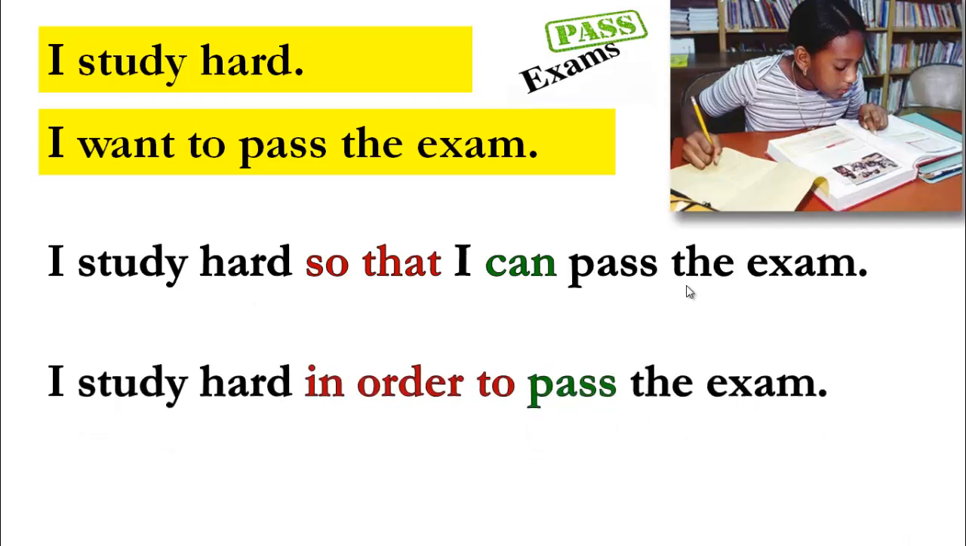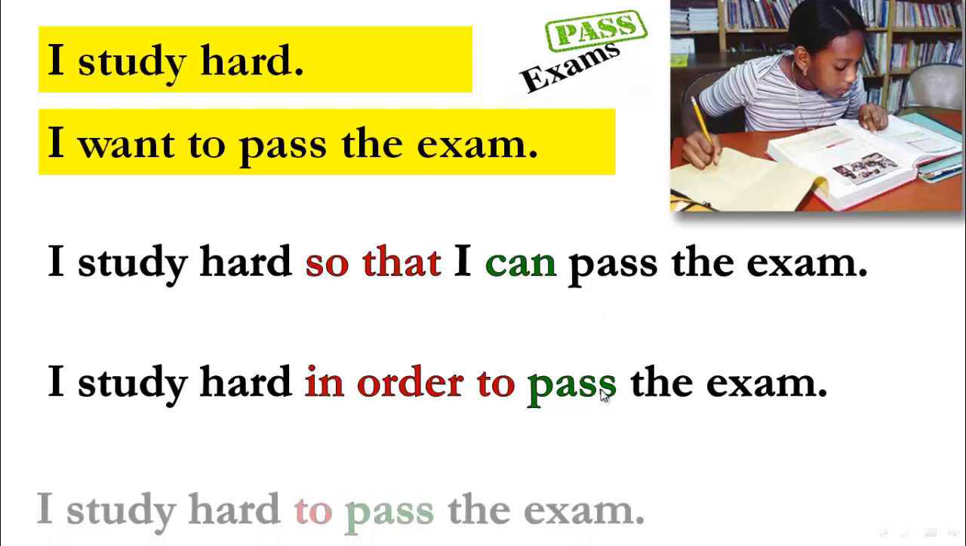The second one, I study hard in order to pass the exam. So why do you study hard? The same one, in order to pass. The main difference here, after so that we use a subject, like here I, but here we do not have a subject. If you are going to use a subject after so that, you have to use a modal verb. Here, if we do not use a subject, we do not use a modal verb, so we use the infinitive directly. Look at this one, pass.